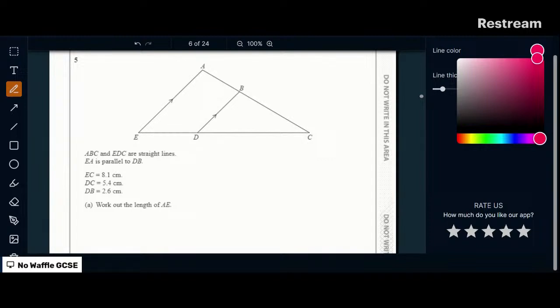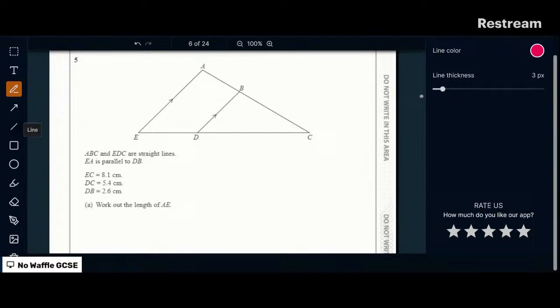Okay. ABC and EDC are straight lines. EA is parallel to DB. EC is 8.1 centimeters, DC is 5.4 centimeters, and DB is 2.6 centimeters. Work out the length of AE. So we want to work out this length here.